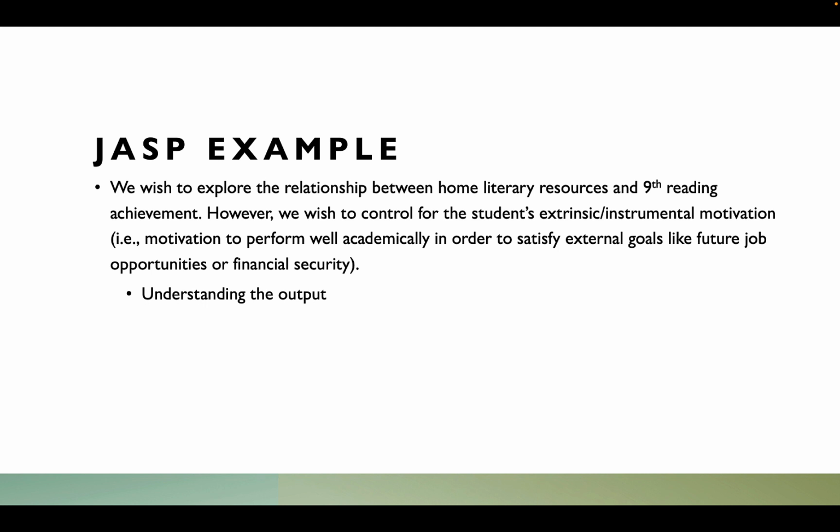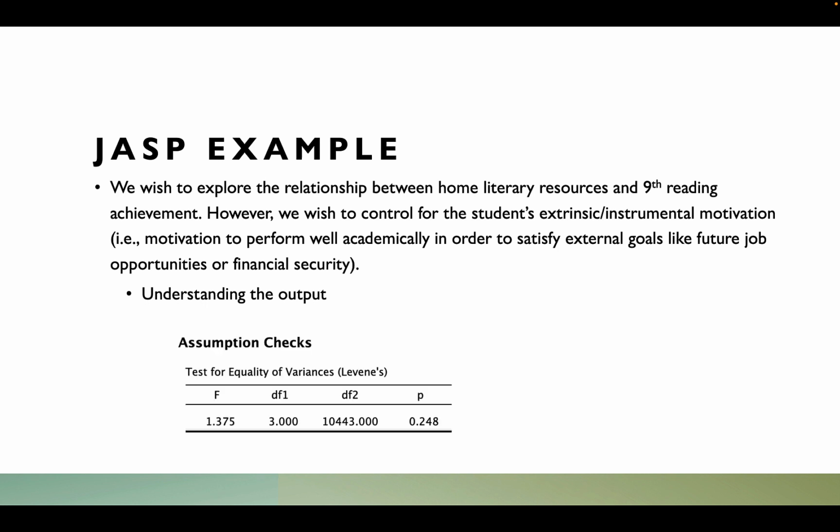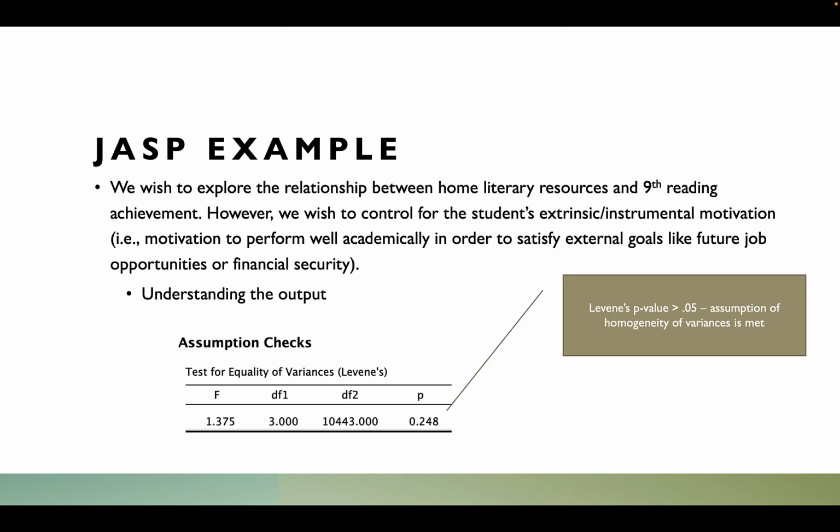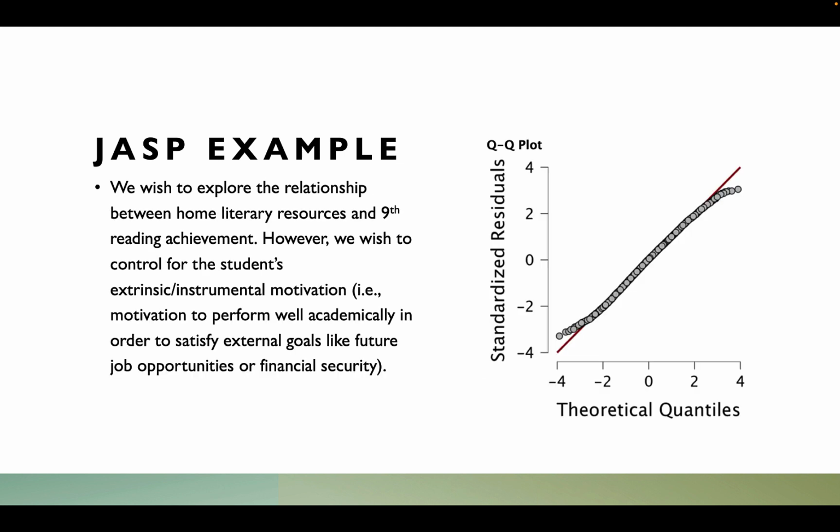Okay, so let's work on understanding the output that you see. First, let's start with our assumption checks. We see with Levene's test for equality of variances that our p-value is greater than 0.05, and so the assumption of homogeneity of variances is met for this example. We can then look at our QQ plot, and we see by and large that the QQ plot appears to be normal. We see a little bit of deviation at the 2 ends, but by and large this represents a normal distribution, and so we can assume homoscedasticity in this situation.